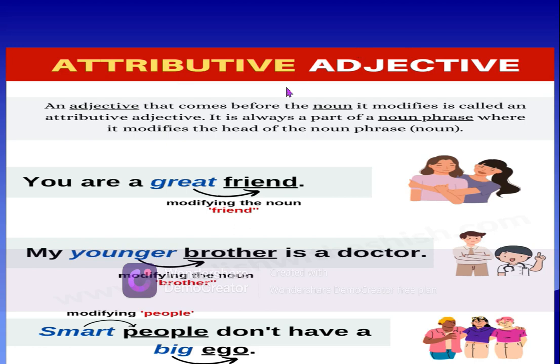Attributive adjective. In this slide we shall discuss attributive adjectives. An adjective that comes before the noun or pronoun it modifies is called an attributive adjective. It is always a part of a noun phrase, where it modifies the head of the noun phrase.